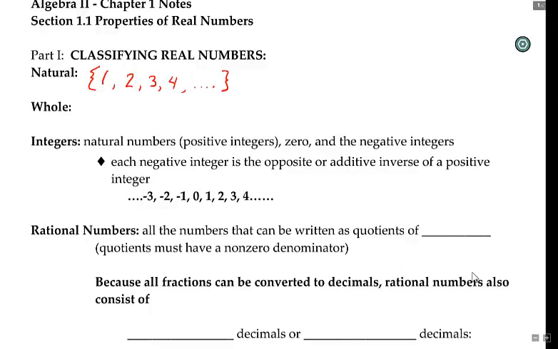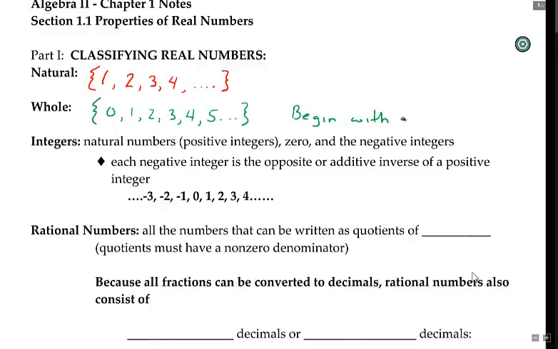Our next type of number is the whole numbers. The whole numbers begin with the whole, and the whole I would consider to be 0, and then it also includes all the natural numbers, so 1, 2, 3, 4, 5, etc., going up the line. So remember, the whole numbers begin with the whole, and that whole obviously is 0.